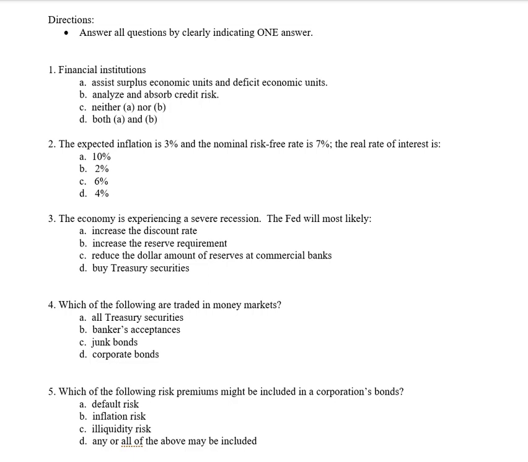So the first question, financial institutions. We got a couple of correct answers here. A is correct. Financial institutions do assist surplus economic units and deficit economic units. Financial institutions are an intermediary that brings those two together, so that's true. However, B is also true. Financial institutions analyze and absorb credit risk. So we have this conundrum. We got two correct answers. Or do we? Actually, C is not correct. Neither A nor B is true. That would be bad. But answer D is the one best answer. Both A and B are true. So to get full credit, you needed to choose D.